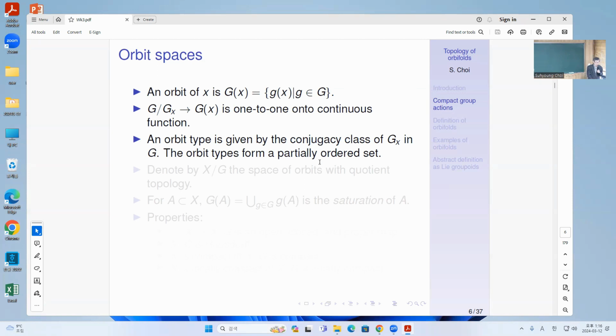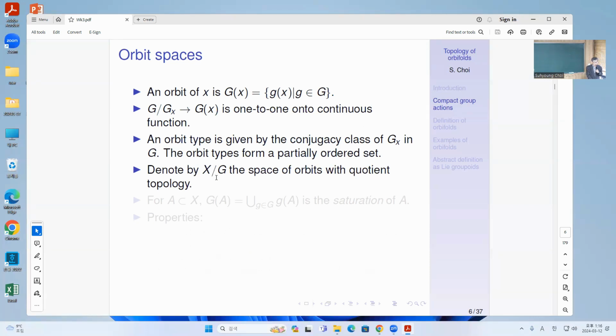You have to look at the conjugacy classes and consider that as a set, and then you can give a partial order based on the relations among them. So the G_x will have subgroup relations, and that will give you a partially ordered set. Subgroups are always partially ordered inside the group, so that's what they're using.